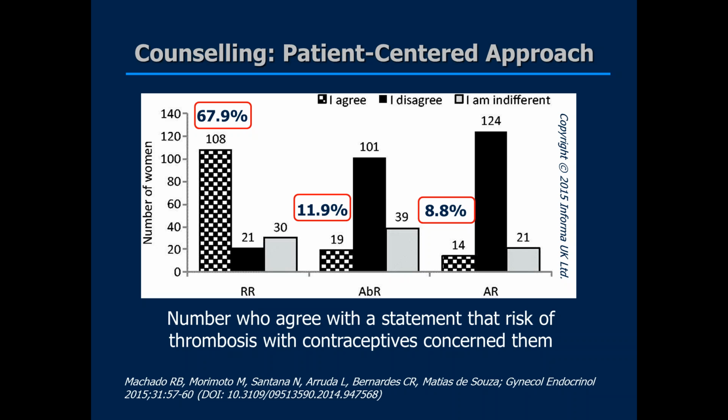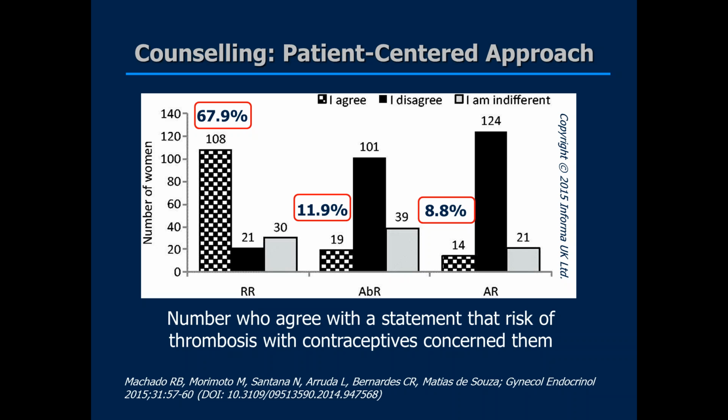And that's particularly important because how we present risk affects how our patients interpret risk. So on this slide, I have the main results of the study that evaluated patients' knowledge on the risks of venous thromboembolism associated with combined oral contraceptives, and their perception of this risk when the risks were presented as a relative risk, so that's an RR, an absolute risk, an ABR, or an attributable risk.